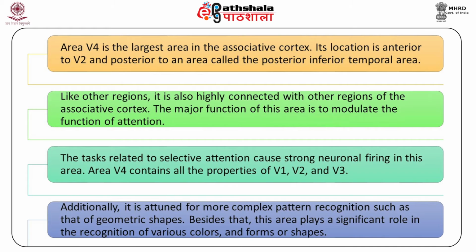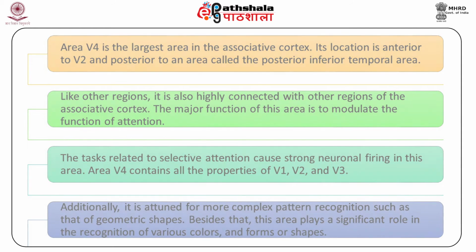The major function of this area is to modulate the function of attention. The tasks related to selective attention cause strong neuronal firing in this area. Area V4 contains all the properties of V1, V2 and V3. Additionally, it is attuned for more complex pattern recognition such as that of geometric shapes. Besides that, this area plays a significant role in the recognition of various colors and forms or shapes.